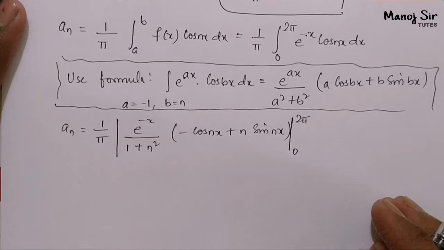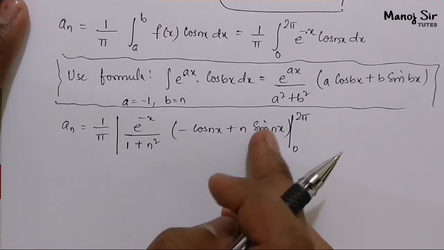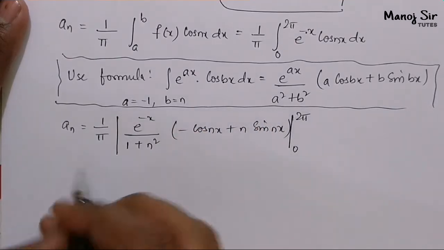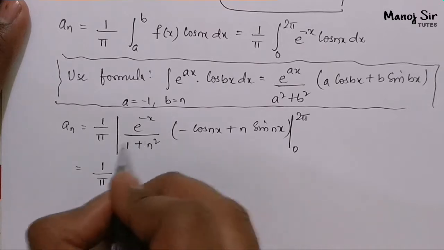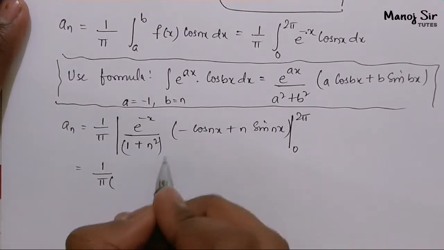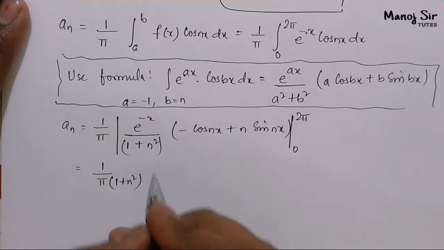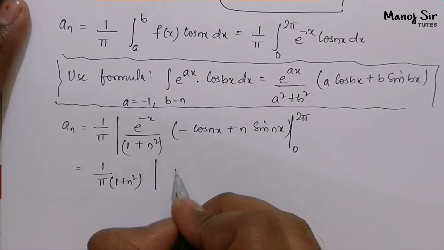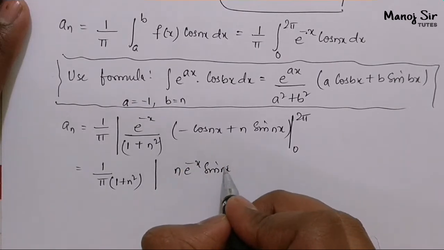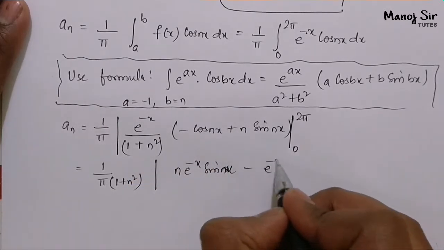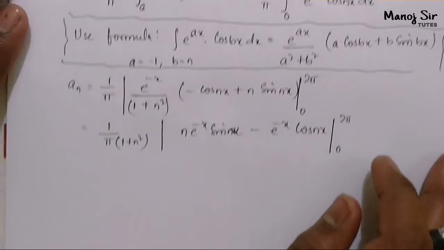Now we have to open this bracket. Writing this term here and this term here, we will have 1 upon pi, taking 1 plus n square out of the bracket, n e to the power minus x sin nx, then write this term, minus e to the power minus x into cos nx, limit goes from 0 to 2 pi.